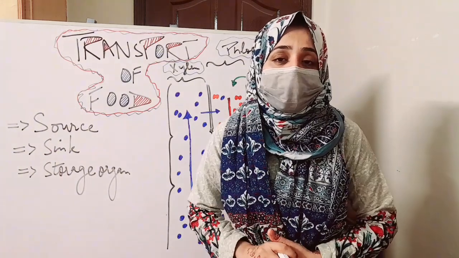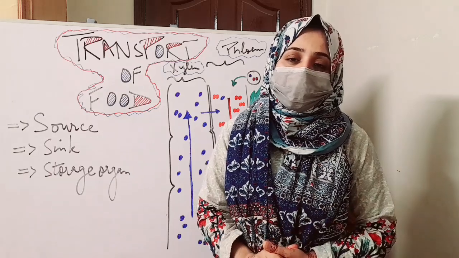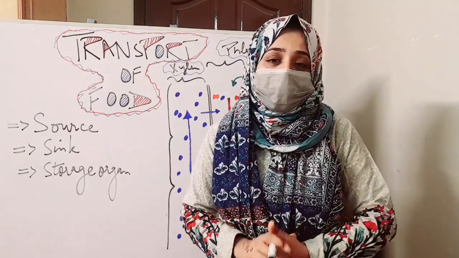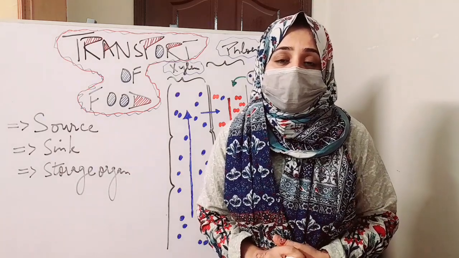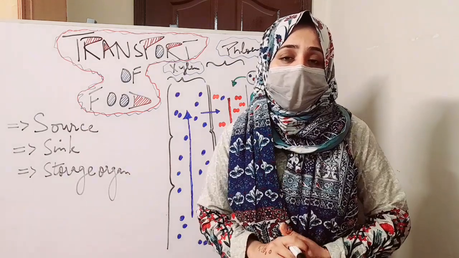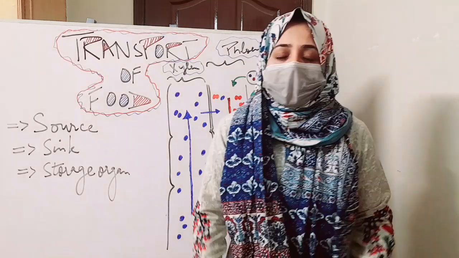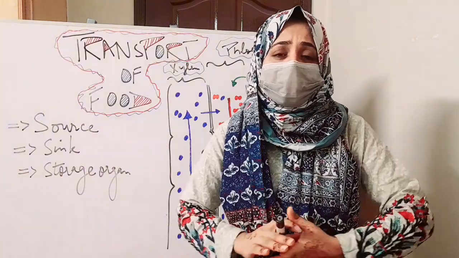As we know that the phloem tissue is responsible for the transport of food from leaves to all parts of the plant. So transport of food in plants has been studied for many years, and the result of these studies is the pressure flow mechanism. Or it can also be called the mass flow hypothesis. According to this hypothesis or mechanism, the food is transported from source to sink.